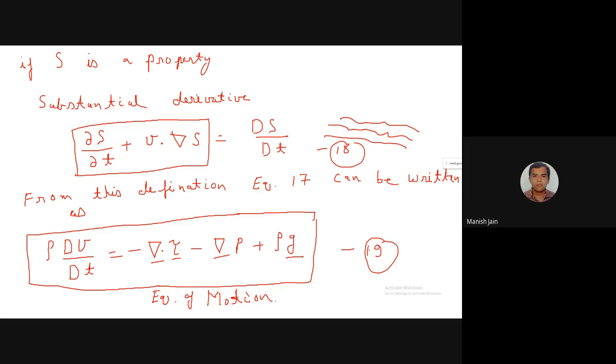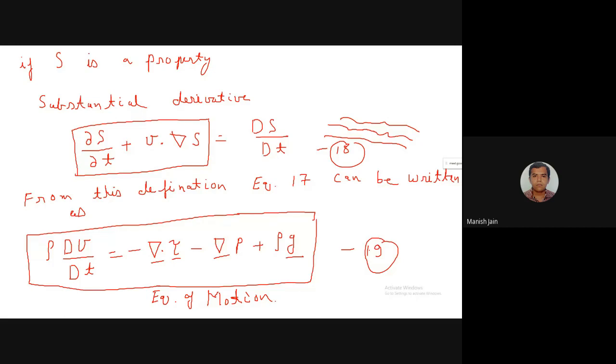without any correction. Okay, so basically these equations can be used for Newtonian fluid, for non-Newtonian fluid, for compressible fluid, for incompressible fluid, for all types of fluids. Even these equations can be used for the isothermal systems and for the non-isothermal systems.